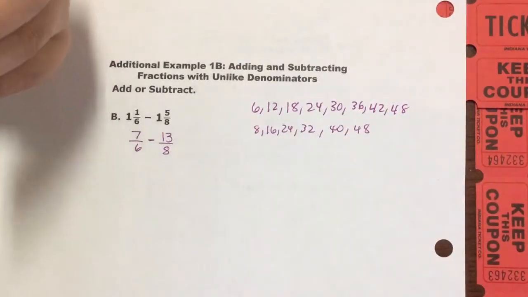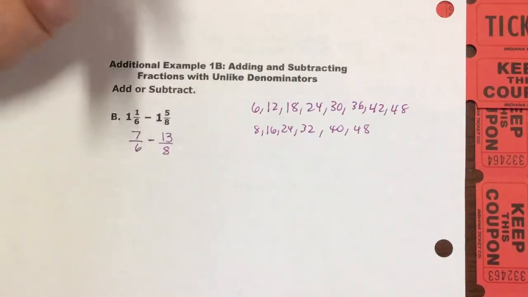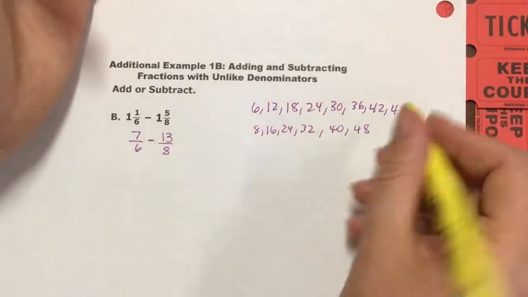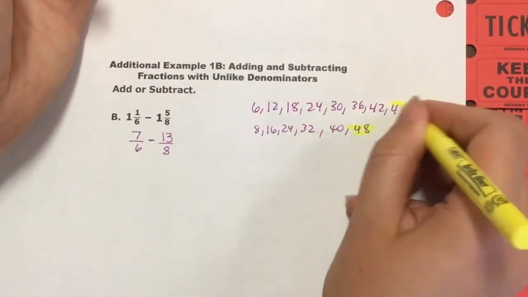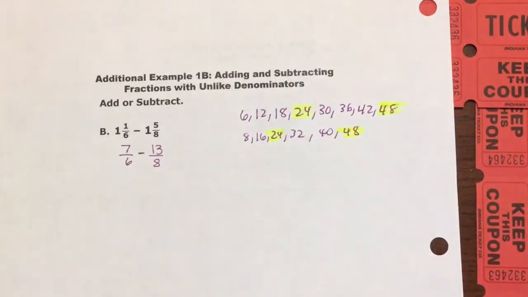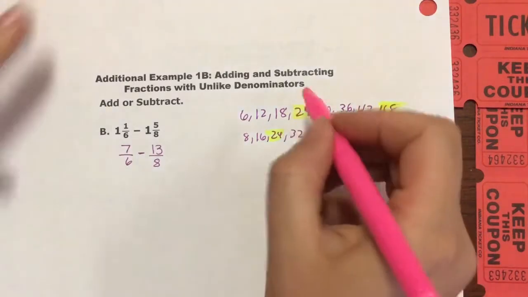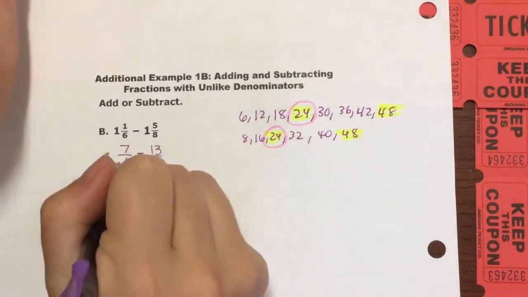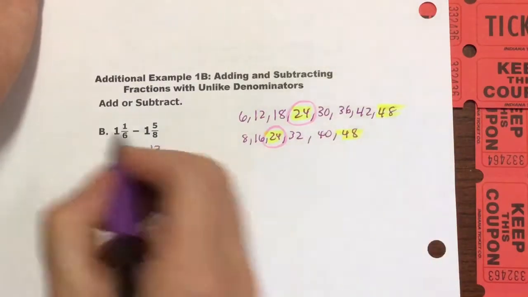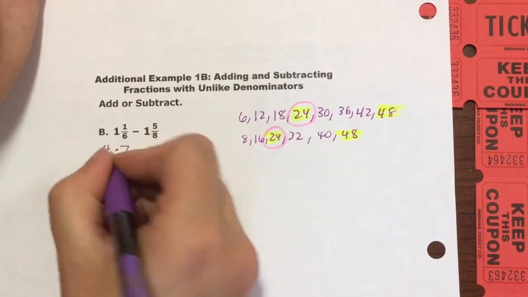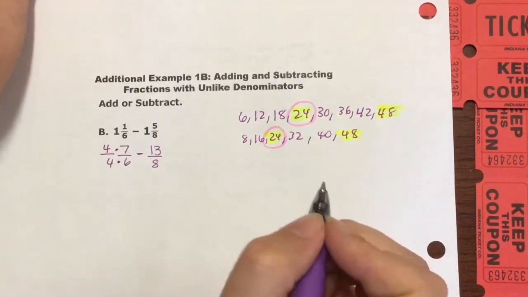We want to pick the least number that they have in common. If I look here, I see that they have a couple in common. I see that they have 48, and I see that they have 24. Well, the one we want to pick is the least one. So we want to pick 24, okay? We want both of these to turn into 24. Okay, cool, no problem. How do I make this 6 into a 24? Well, I need to multiply it by 4. Whatever I multiply to the bottom, I've got to multiply to the top, because 4 divided by 4 is 1.